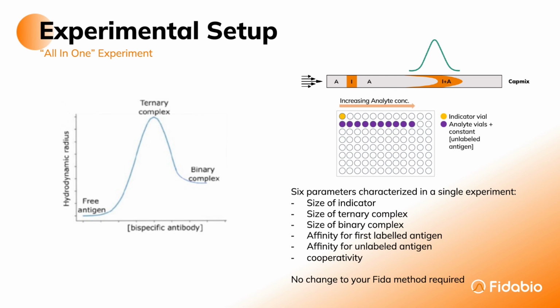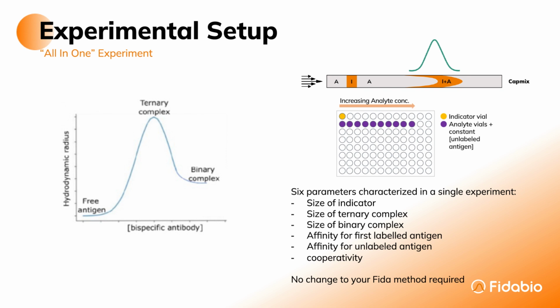To reduce sample consumption the most, you need to use capmix, meaning you will be having a single vial with your indicator protein. In this example, 32 nanomolar of labeled antigen and many analyte vials with a titration of bispecific antibody and a fixed concentration of unlabeled antigen. In this experiment, the unlabeled antigen concentration was 80 nanomolar and the bispecific antibody was titrated from 0 to 2 micromolar. Again, no change to the standard FIDA method should be required.